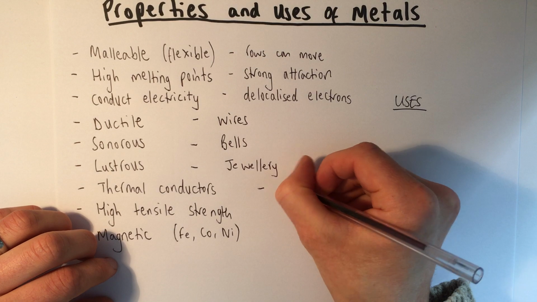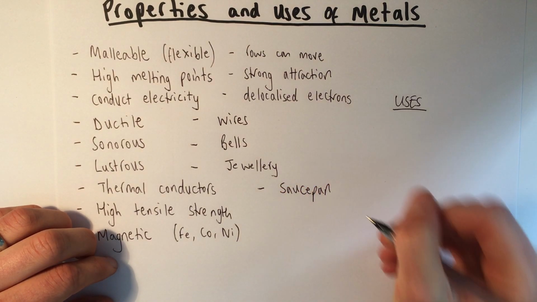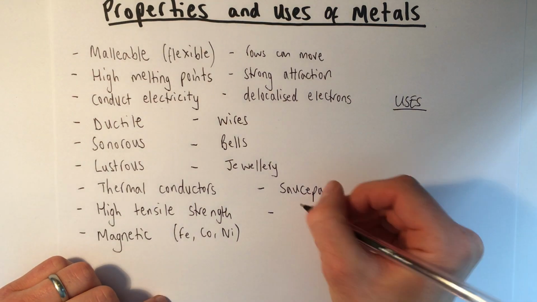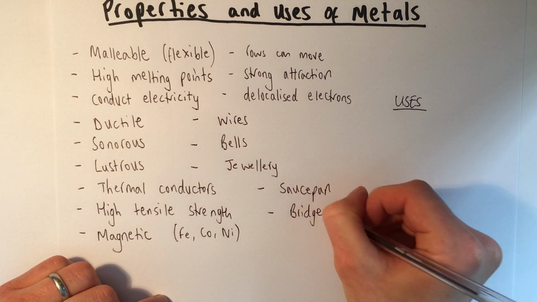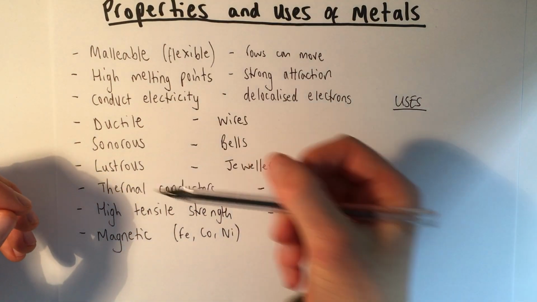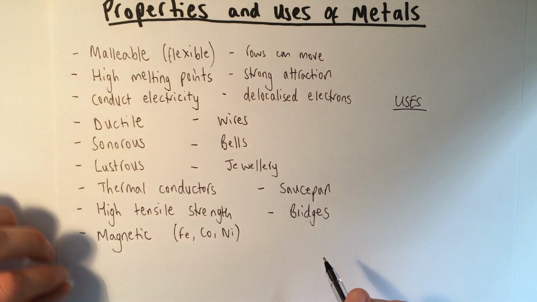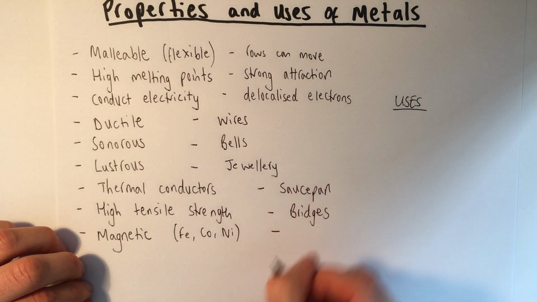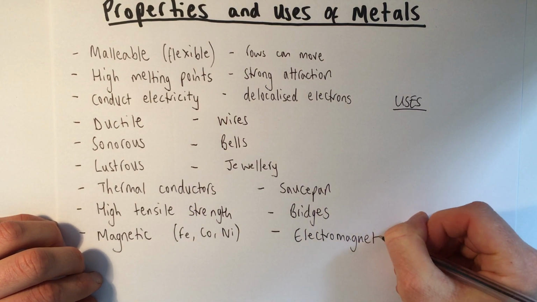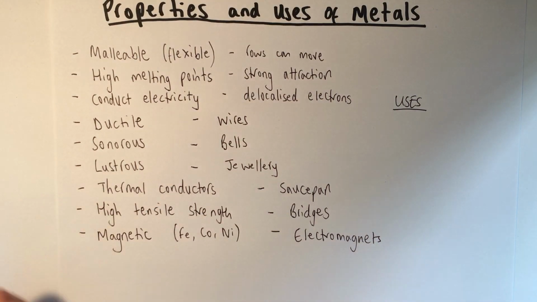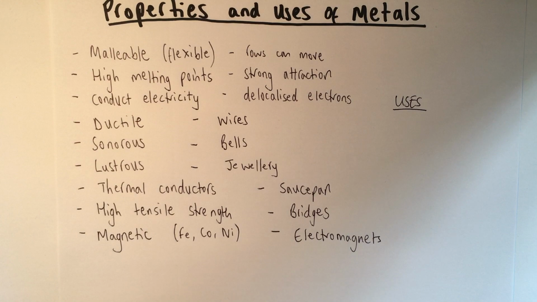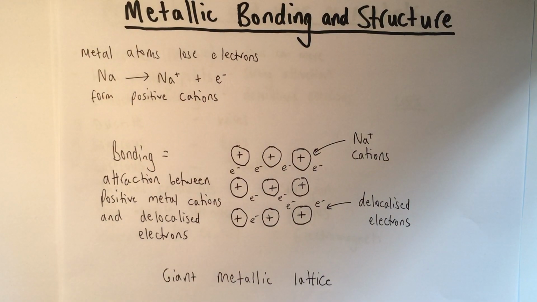Thermal conductors. A saucepan. A saucepan works because it lets the heat from the bottom of the saucepan go through the metal and get into the food that's inside the saucepan. High tensile strength, things like bridges. In fact, sometimes they're useful for making other materials out of. So if we had concrete, it wouldn't be very strong. But if you put metal rods through it, something called reinforced concrete, it makes it really strong because of that high tensile strength of the metal. And magnetic, we can make electromagnets, which are useful for various reasons, out of metals that contain iron, cobalt or nickel. So there you go, that's the properties. That is why they have those properties for these three, explaining it using our structure of a metal. And that is how we know what kind of uses metals have.